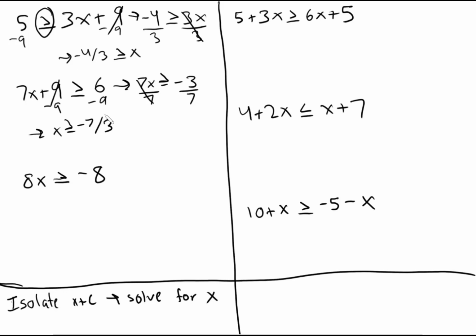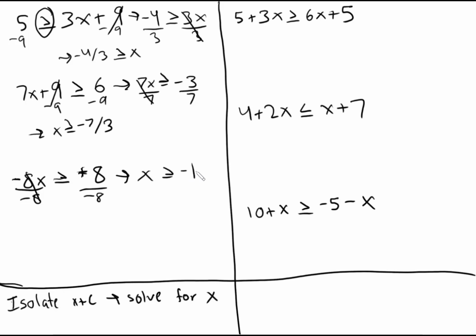In the last one, there's going to be a slight twist. Let's actually change up the signs. So this is going to be your equation: negative 8x is greater than or equal to 8. So this would be a positive 8. We'll divide both sides by negative 8, and we get x is greater than or equal to negative 1, right?